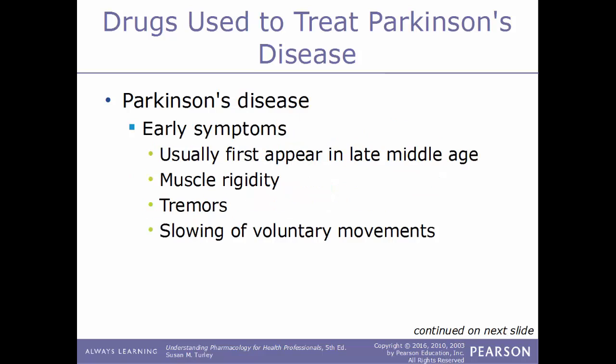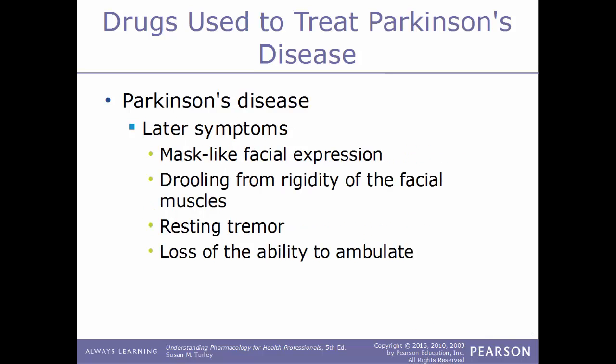of Parkinson's. Some of the early symptoms of Parkinson's, these will usually appear in late middle age. There'll be muscle rigidity, there'll be tremors, and there'll be a slowing of voluntary movements. Some of the later symptoms will be having a mask-like facial expression, having drooling from a rigidity of the facial muscles, there'll be resting tremors, and the loss of the ability to ambulate or walk.